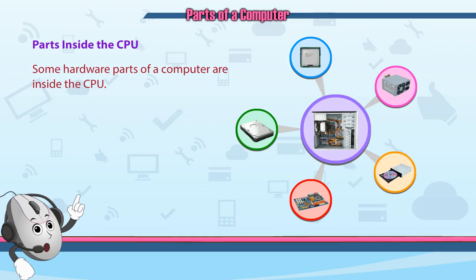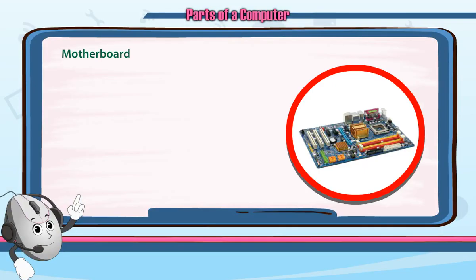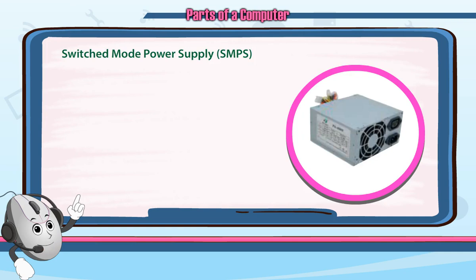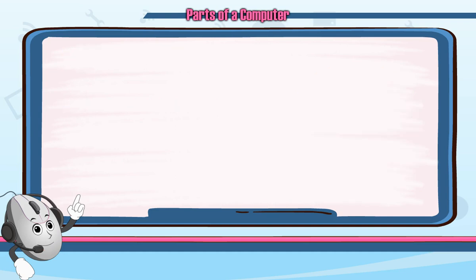Parts inside the CPU. Some hardware parts of a computer are inside the CPU. Motherboard. All other parts of the CPU are connected to the motherboard. Switched mode power supply SMPS. It supplies power to a computer.